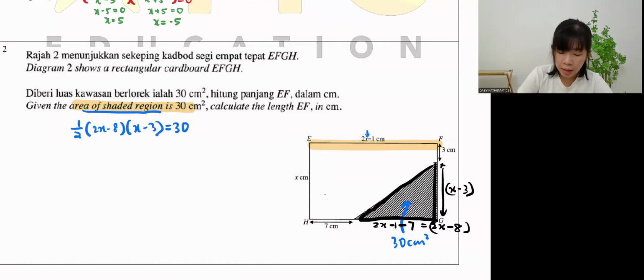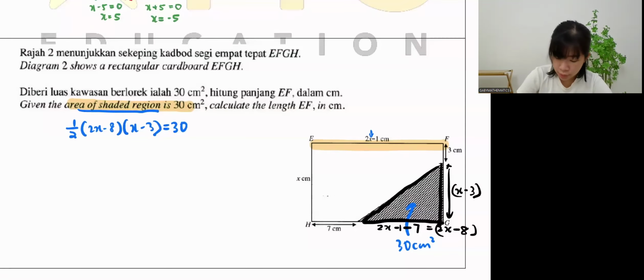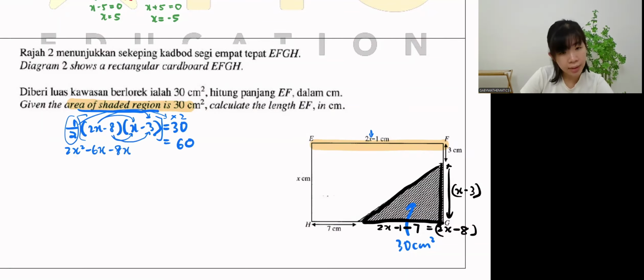Okay, next. Everything must expand. So we bring this 1/2 over, become times 2 easier. Okay, then we get 60. Then these two brackets expand. 2x times x, so 2x squared. 2x times negative 3, so it's negative 6x. Negative 8 times x, negative 8x. Negative 8 times negative 3, positive 24. Okay, make it into general form.